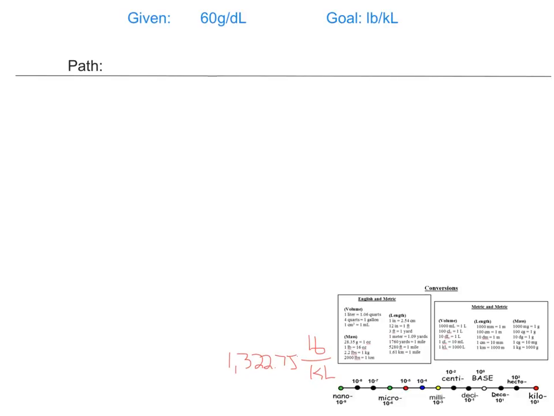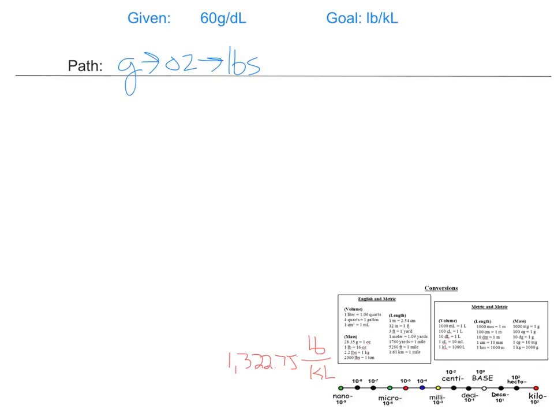Alright, what we need to do now is figure out our paths. So path for the top, we need to get from grams into pounds. So figure out our path. If we look down at our conversion sheet, I don't have a conversion straight from grams into pounds, but we can go grams to ounces and then ounces to pounds. So we're going to convert grams to ounces, and then ounces into pounds.